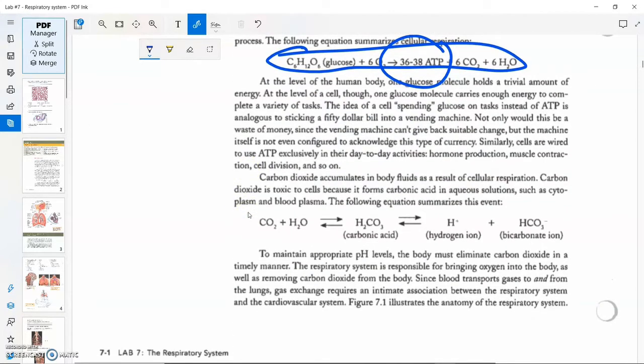Another important role of the respiratory system is to maintain proper pH in the blood. Carbon dioxide that is produced during respiration diffuses in the blood where it forms carbonic acid. Carbonic acid dissociates into hydrogen ion and bicarbonate ion, thus establishing what is called the bicarbonate buffer.